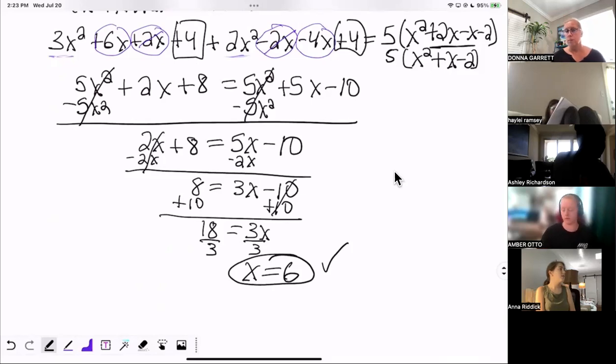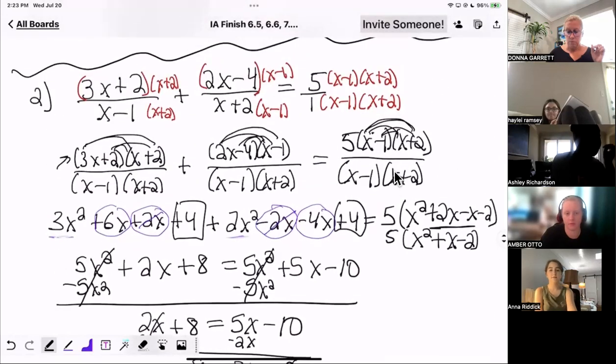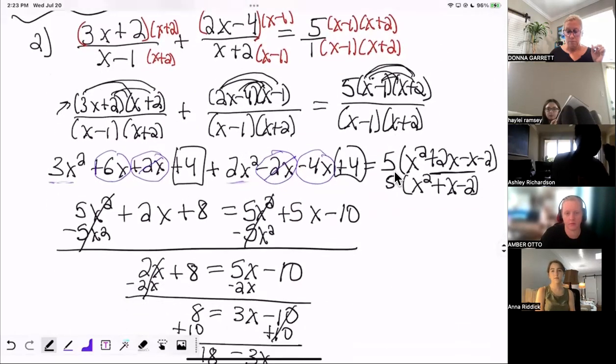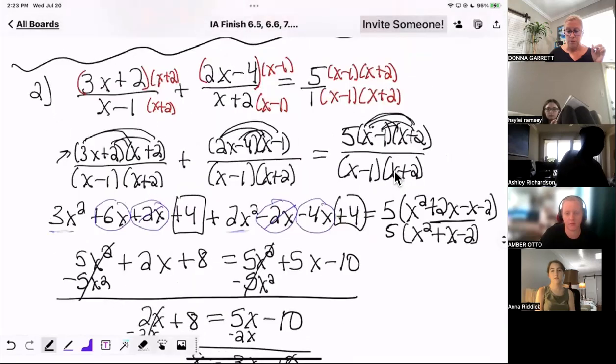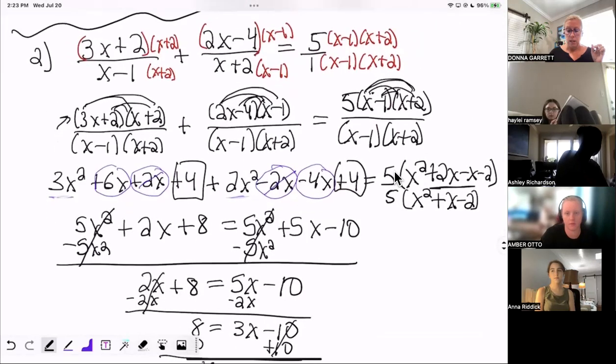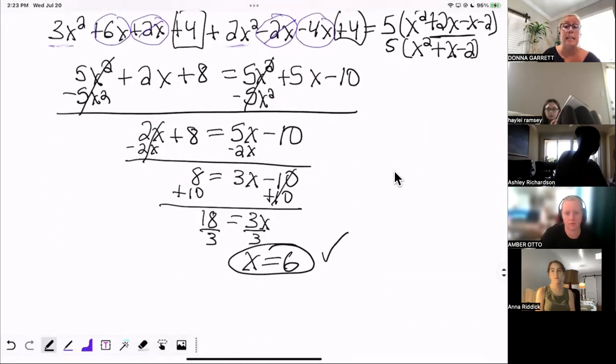All right, questions before I do another one? Do you even need to plug it in for x if that number is in the denominator, or does that automatically make it extraneous? Yeah, okay, so automatically, if it's in the denominator, it's automatically out.